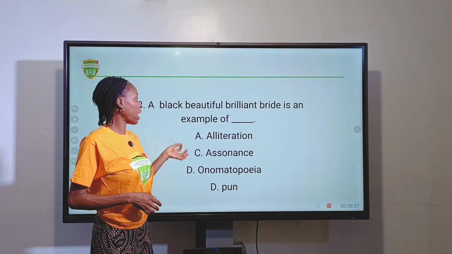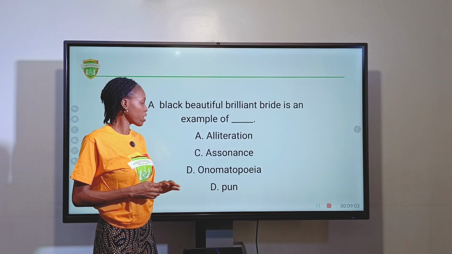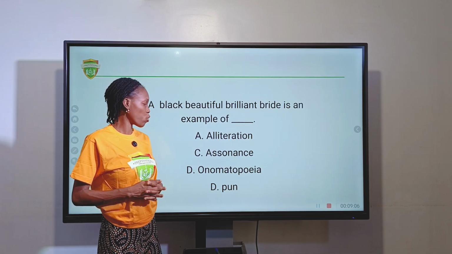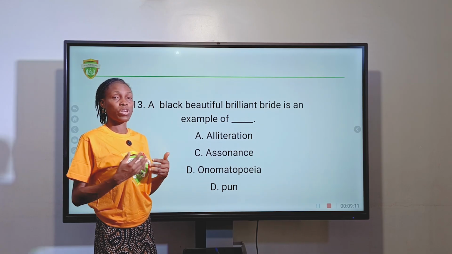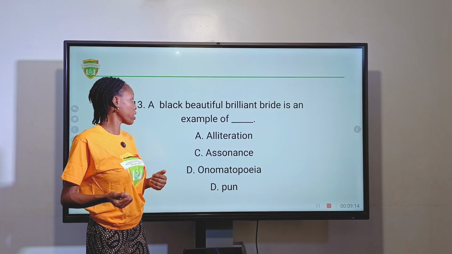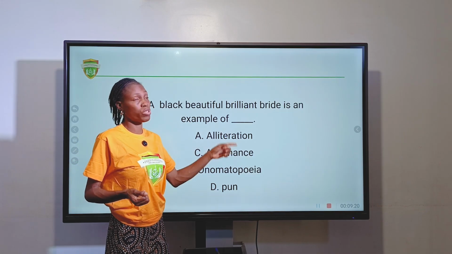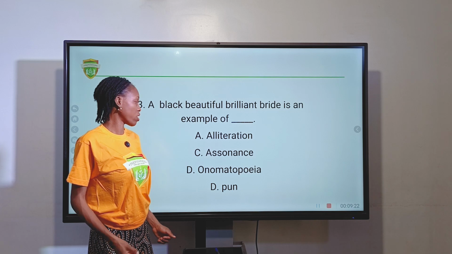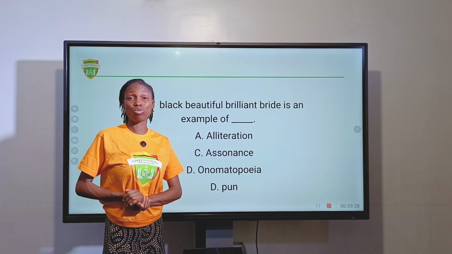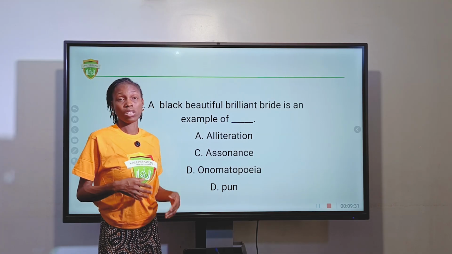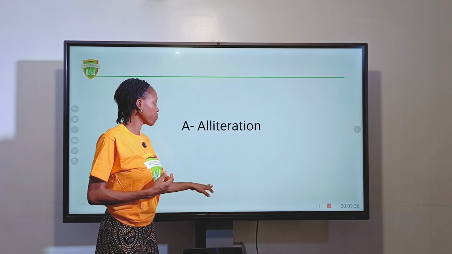Number 13, a black, beautiful, brilliant bride is an example of A, alliteration, B, assonance, C, onomatopoeia, and D, pun. A, alliteration has to do with the quick succession of consonant sounds being repeated. So we have the sound in black, in beautiful, brilliant, and bright. They are following quick successions. Assonance is not a vowel sound. Onomatopoeia, it's not the sound of an object. Then pun, there's no play on words. So the answer is A, alliteration.